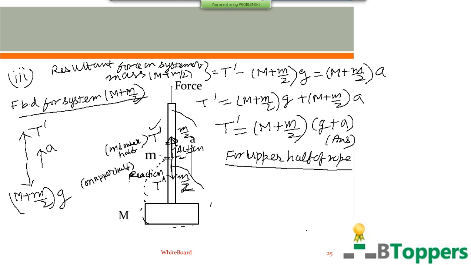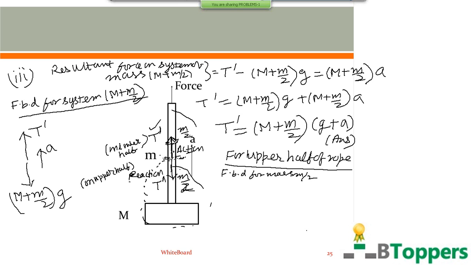then this action and reaction pair shown at the cross section in the middle of the rope, this action is the force by the upper half of the rope. That means at present I am considering the upper half of the rope as the system. I am going to draw the free body diagram for the upper half of mass m/2. This T' is the force exerted by the upper half of the rope on the lower half, that is, by the system of mass m/2.